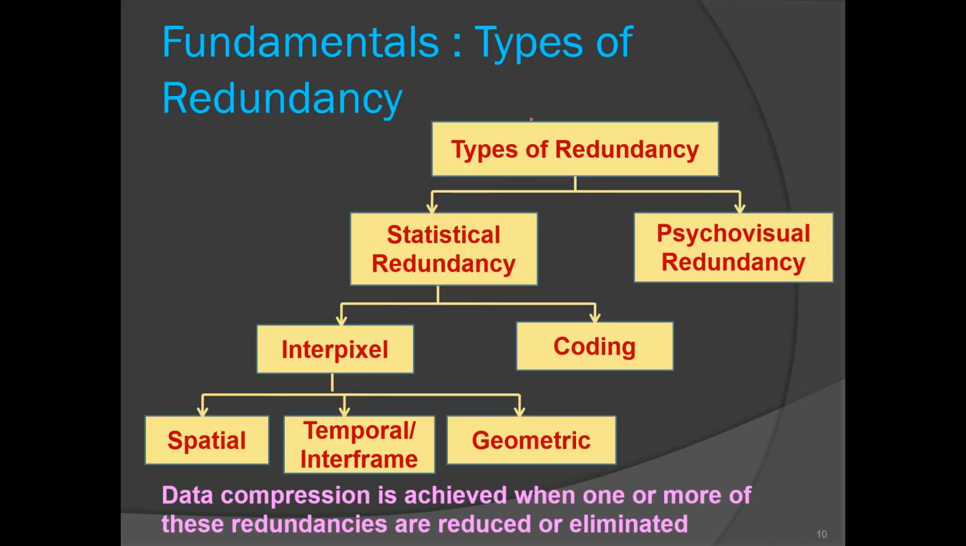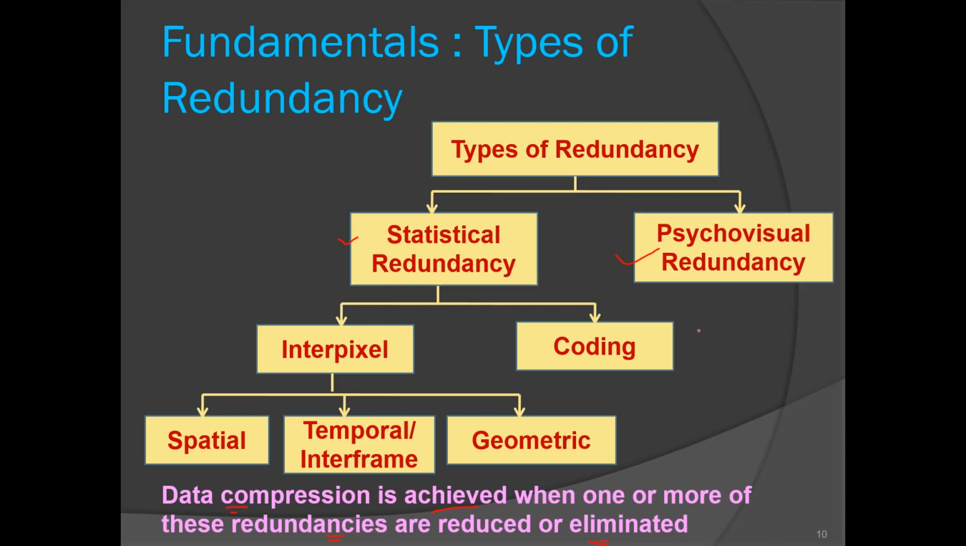Now we will see different types of redundancy. Redundancy can be divided into two categories, that is statistical redundancy and psychovisual redundancy. Statistical can be further divided into interpixel and coding. Let us see these redundancies in detail. Data compression is achieved when one or more of these redundancies are reduced or eliminated. The algorithms which we are going to study later try to reduce one or more of these redundancies.